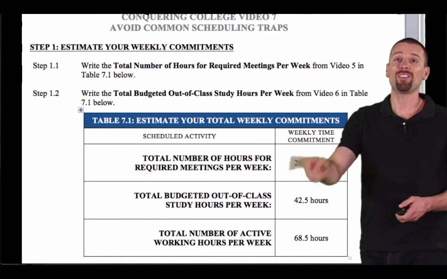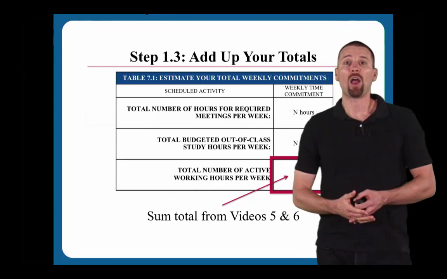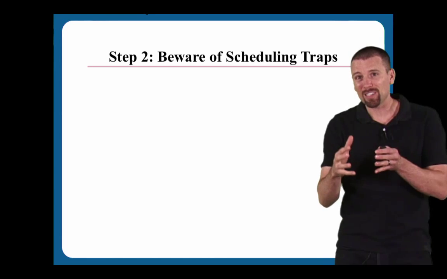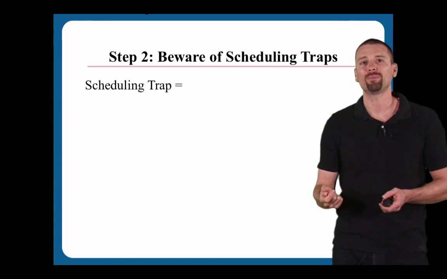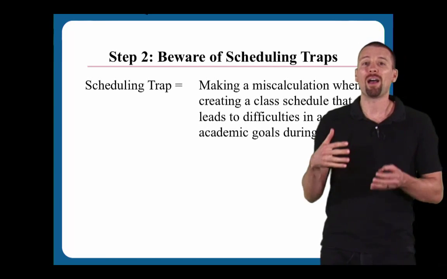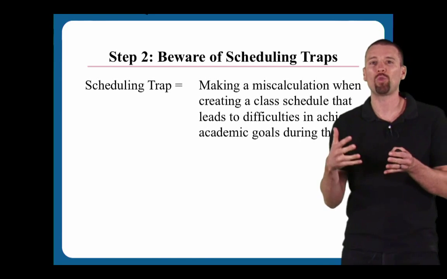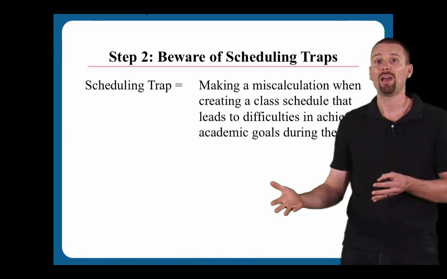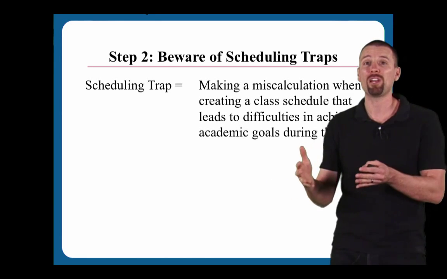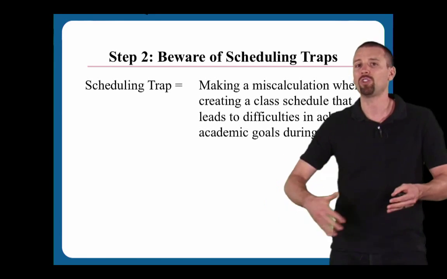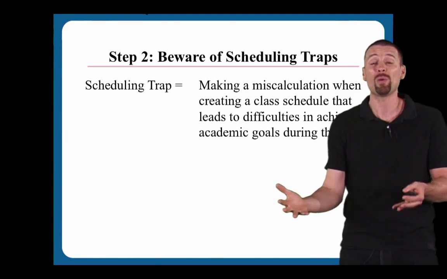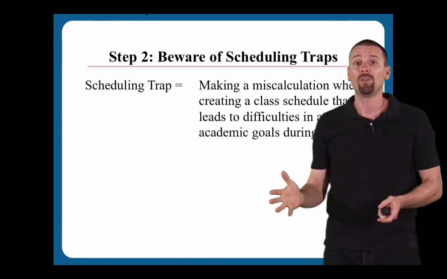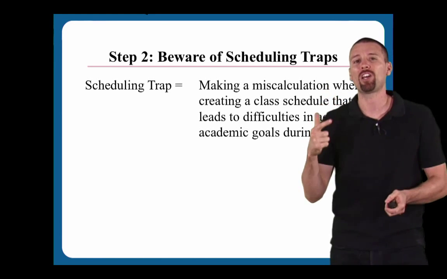Okay, now that we've done this, let's take a look at what we can do with this information. So, first thing to do after we've got this number is beware of scheduling traps. I like to call a scheduling trap making a miscalculation when creating your class schedule that leads to a lot of difficulty during the term. A lot of times, if you don't think about being aware of scheduling traps, you make this course schedule, you're super ambitious, and then all of a sudden, 3 weeks into the term, oh my God, you're up a creek without a paddle. We want to help you avoid that by creating consciousness.